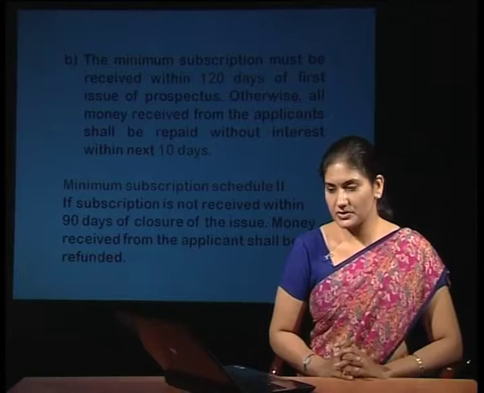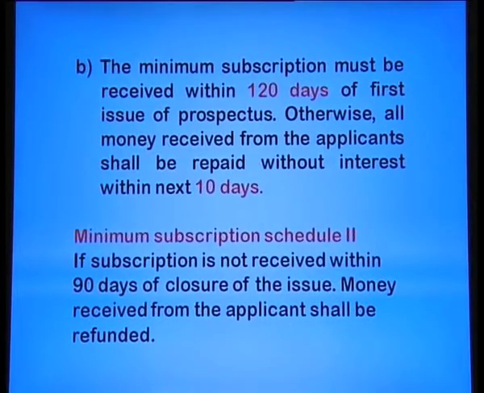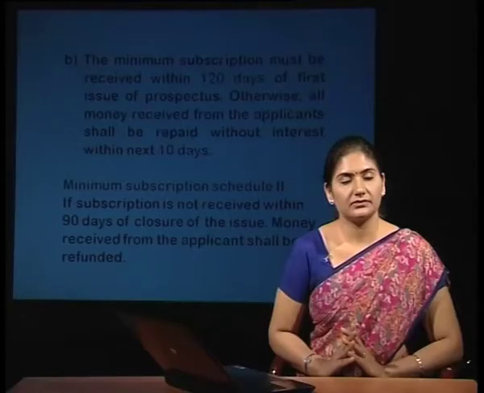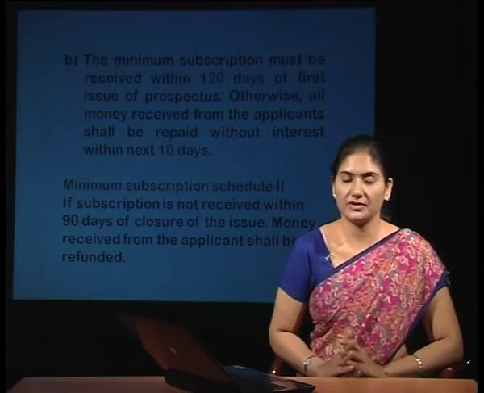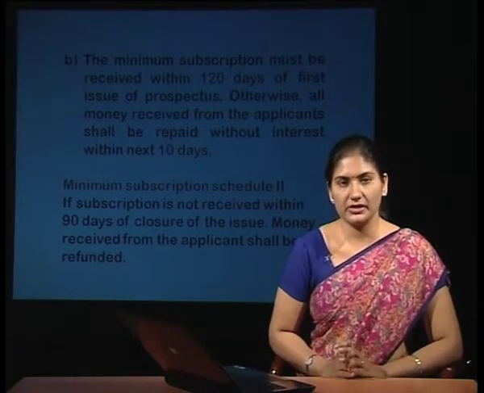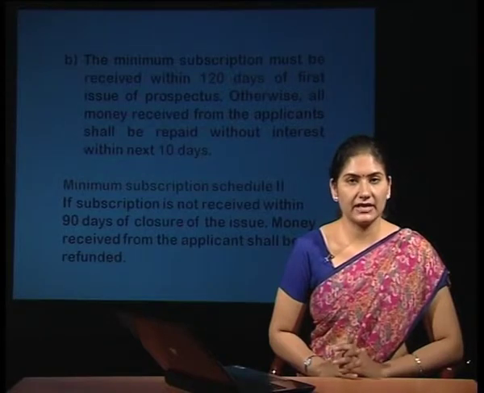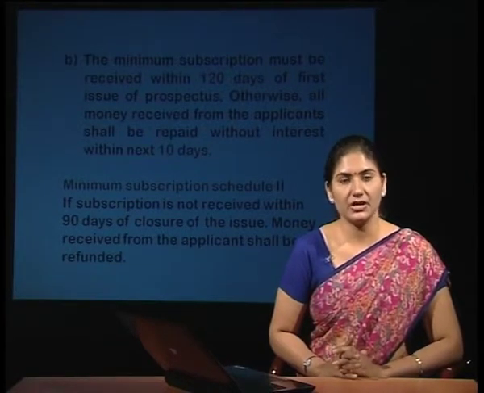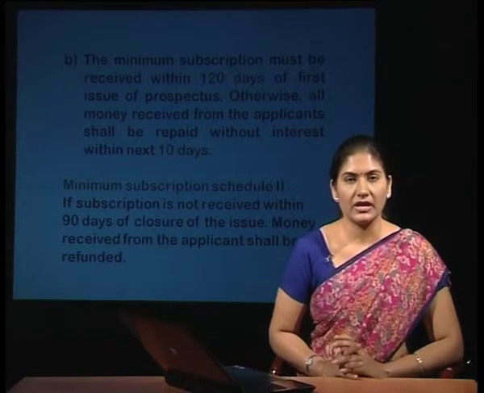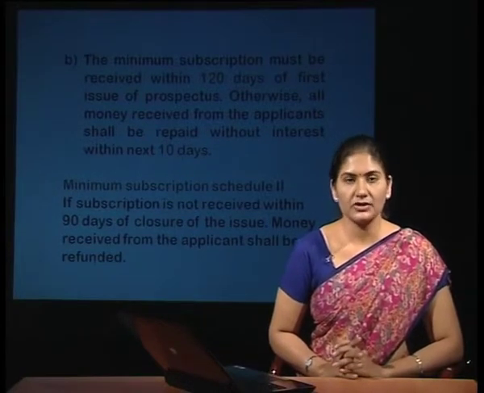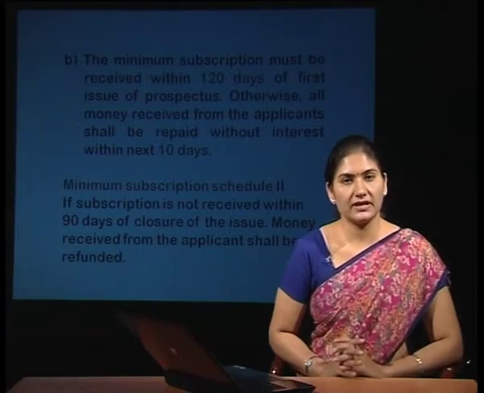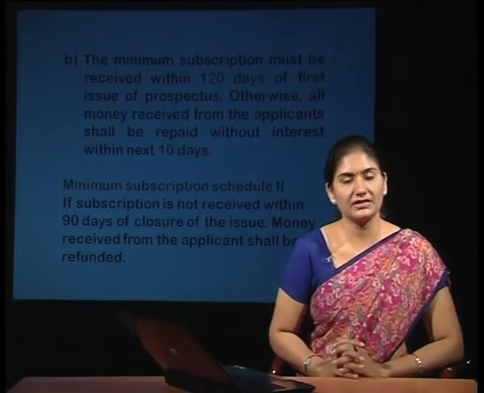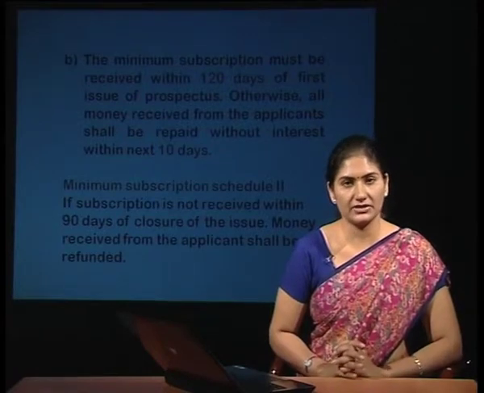The minimum subscription must be received within 120 days of the first issue of prospectus. Otherwise, all money received from the applicants shall be repaid without interest within the next 10 days. In case the company has failed to obtain the minimum subscription, then it shall be liable to return and refund the entire money received on application within the period of 120 days. It also gets an extra 10 days to refund the money without interest, but after the expiry of 120 plus 10 days, interest shall be levied on such an amount.